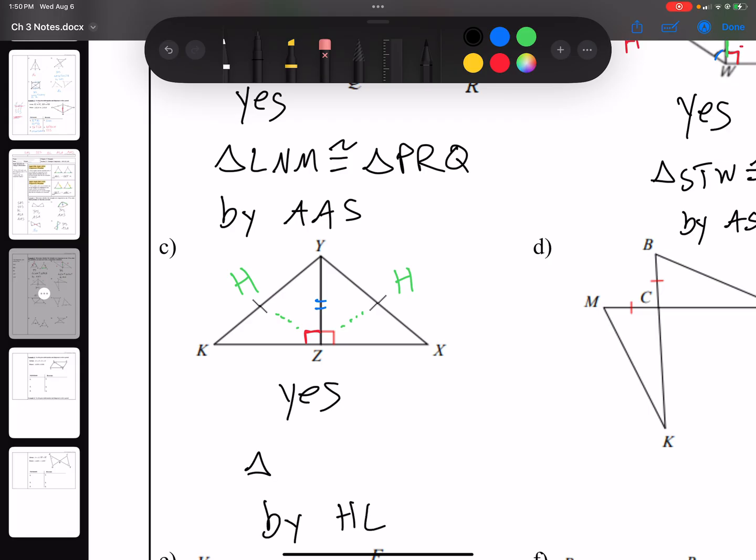The triangle on the left, I'll call that KYZ. And that's going to be congruent to XYZ.